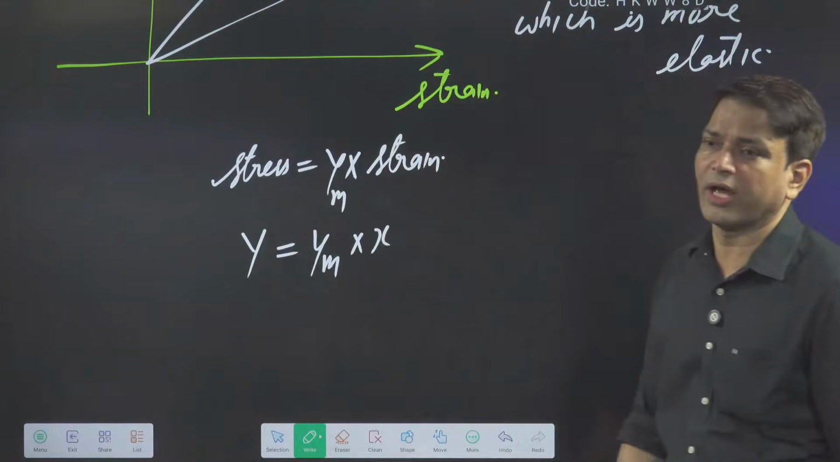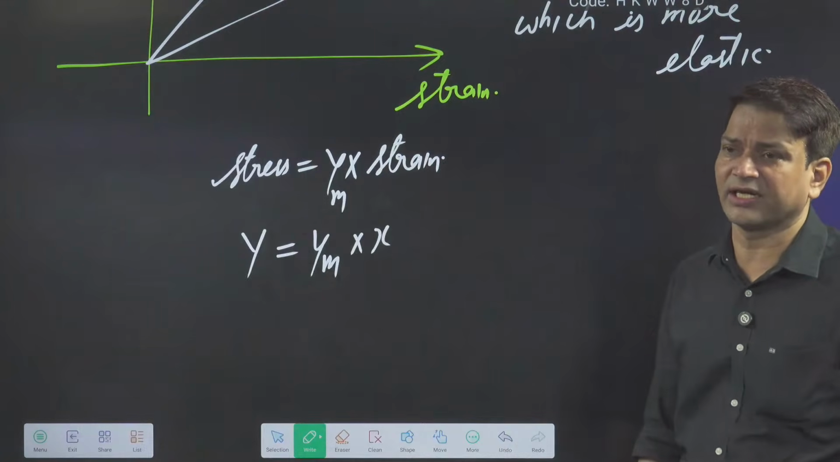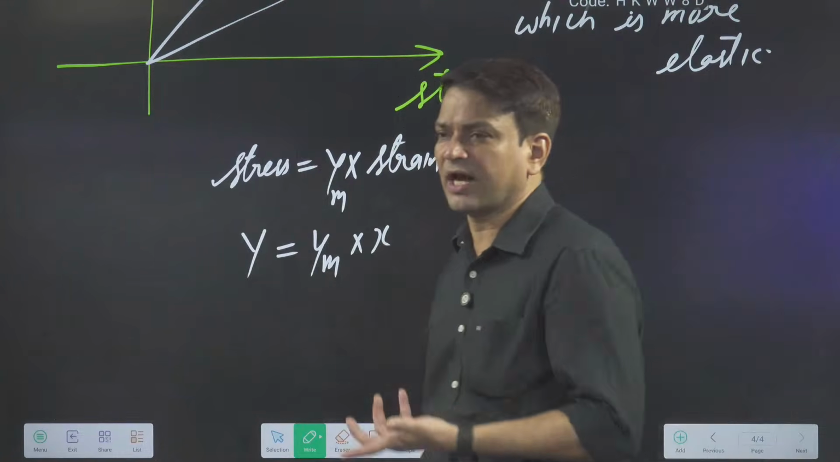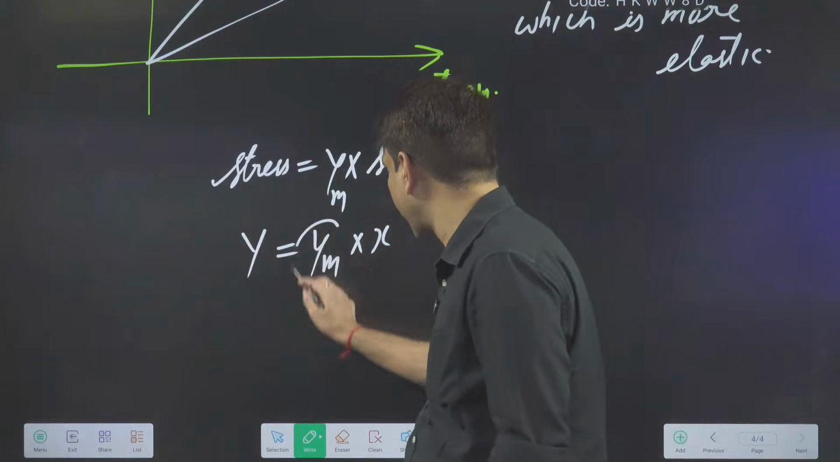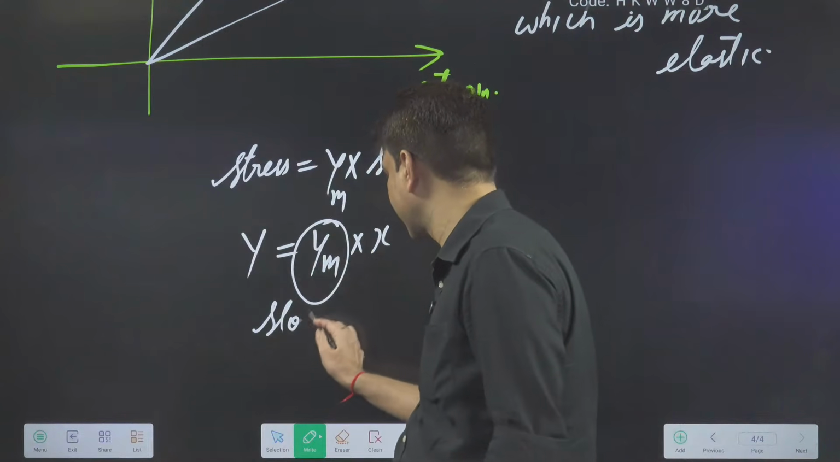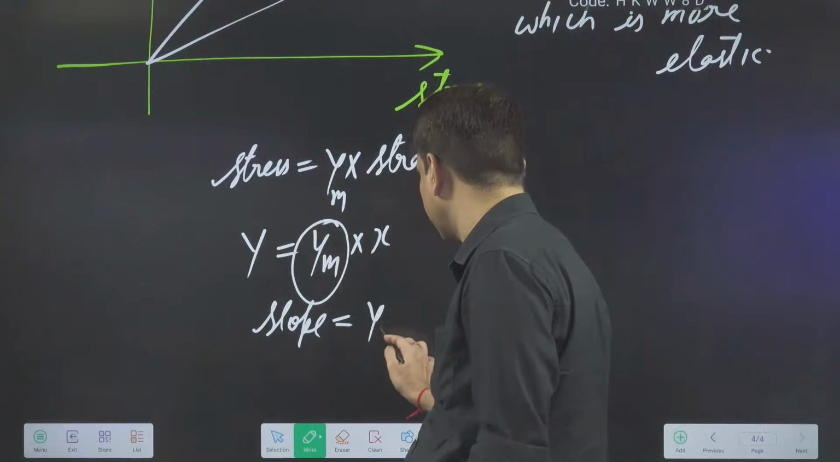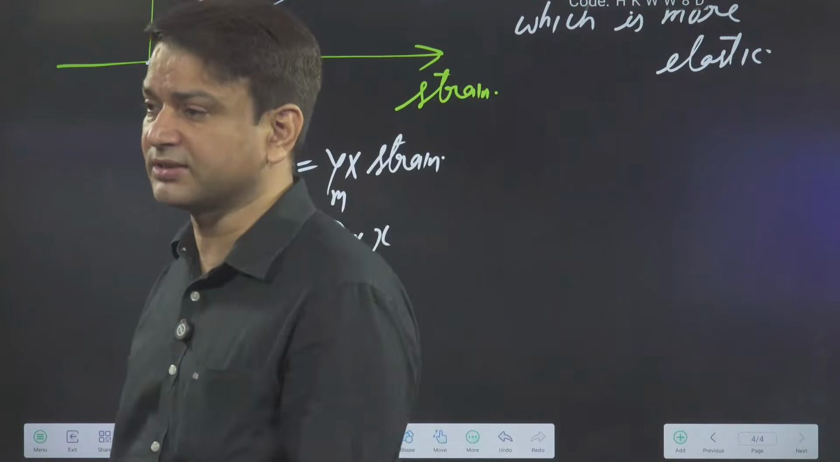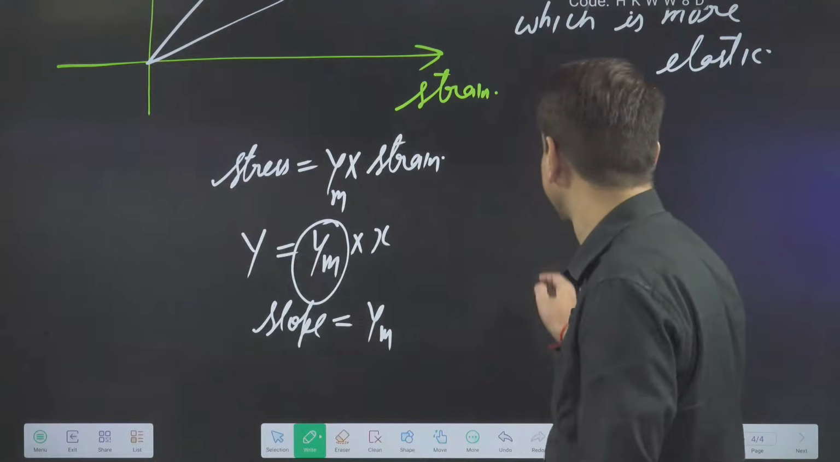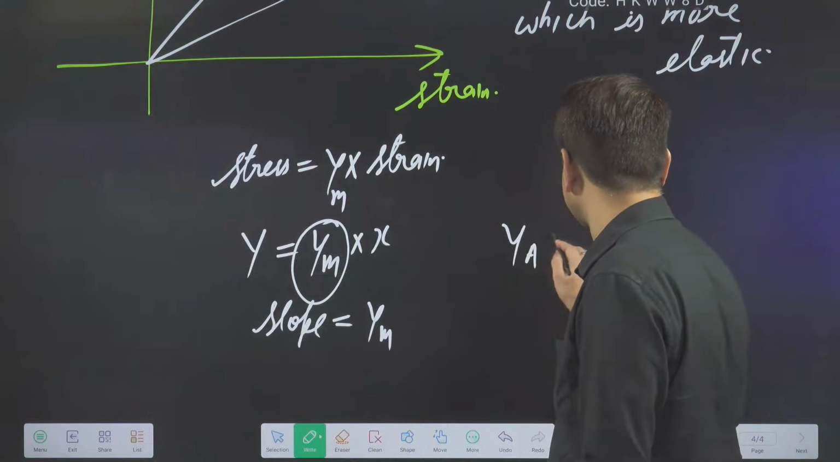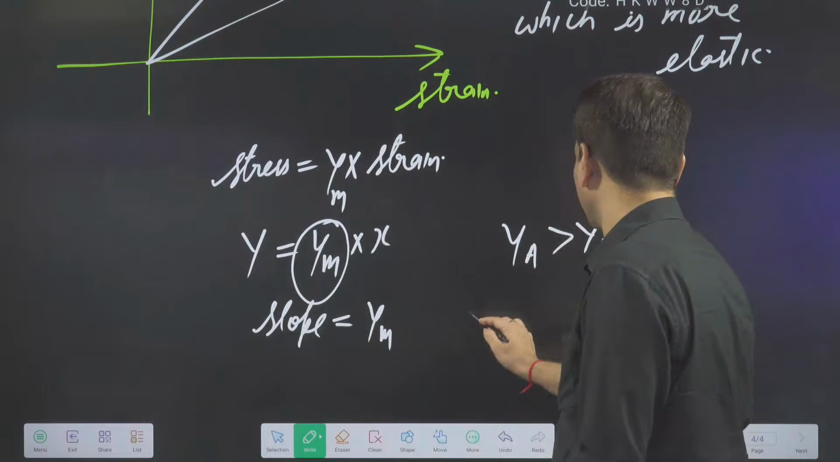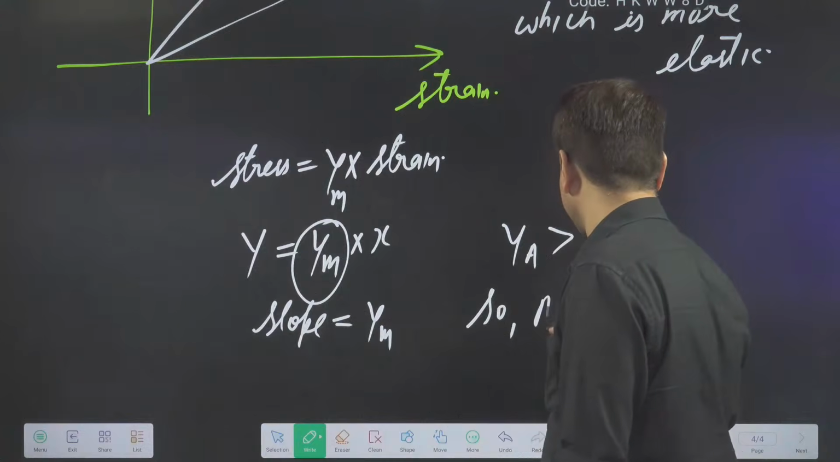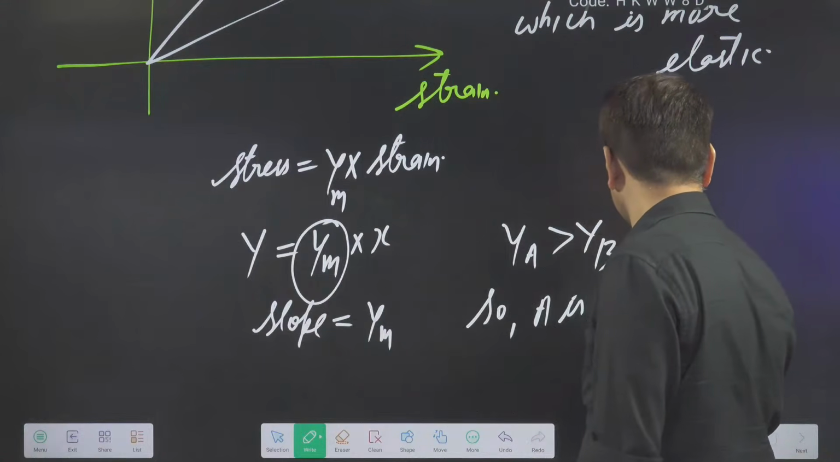Now Y is equal to Mx. That is a straight line passing through origin, and that graph only given. It means here Ym represents the slope. So I can say the slope of the line is Young modulus. Now slope more, Young modulus more. Young modulus more, elasticity is more. Then I can say Ya is greater than Yb. So A is more elastic.